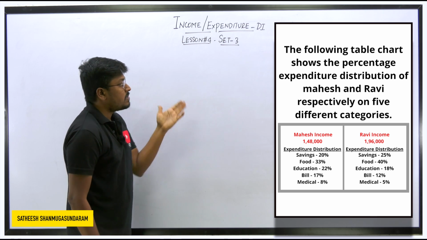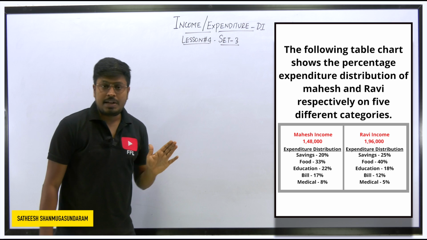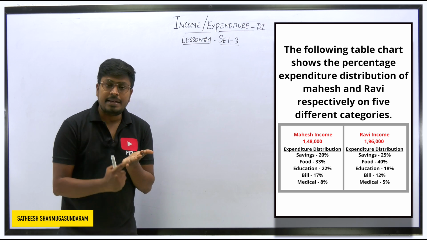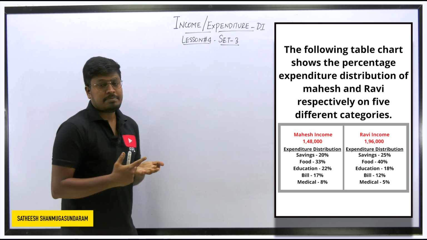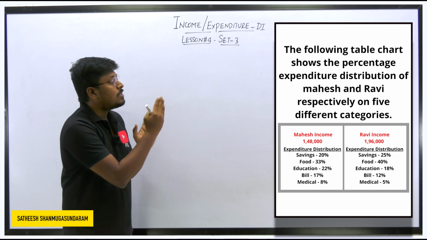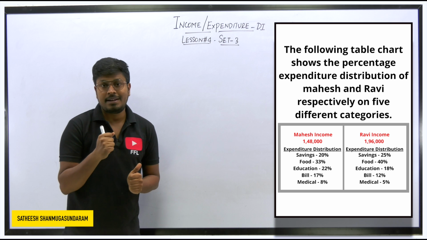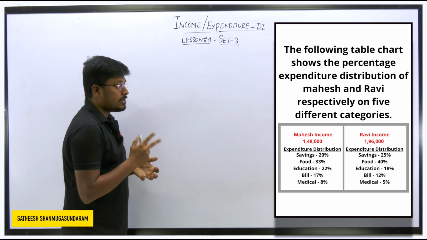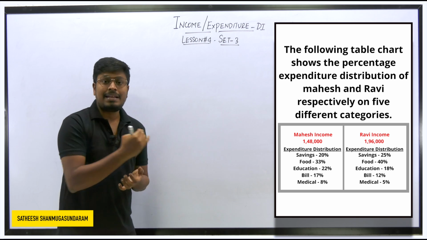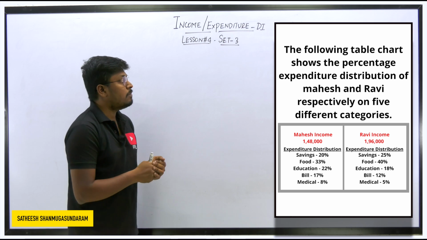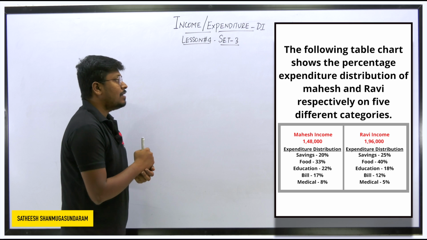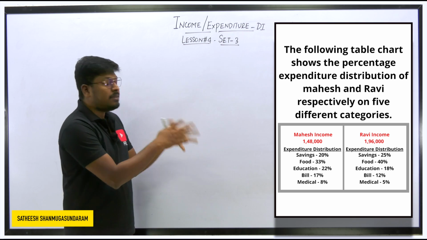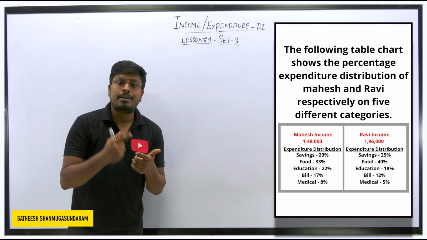Look at the chart carefully. They have given the values of 2 persons. The first person is Mahesh and the second person is Ravi. Mahesh's annual income has been given, and Ravi's income has been given. Two persons' incomes are given, but all the chart values are the expenditure of the person: savings, bills, medical, food, education, etc. All the values are given in percentages, and all of them are expenditure values. Above the chart you can see the income of Mahesh is 1,48,000 and the income of Ravi is 1,96,000. This question will be easy to medium level, but the calculation part is more important.